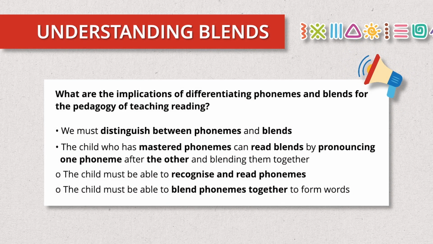What are the implications of differentiating phonemes and blend sounds for the pedagogy of teaching reading? We must distinguish between phonemes and blends. The child who has mastered phonemes can read blends by pronouncing one phoneme after the other and blending them together. The child must be able to recognize and read phonemes. The child must be able to blend phonemes together to form words.